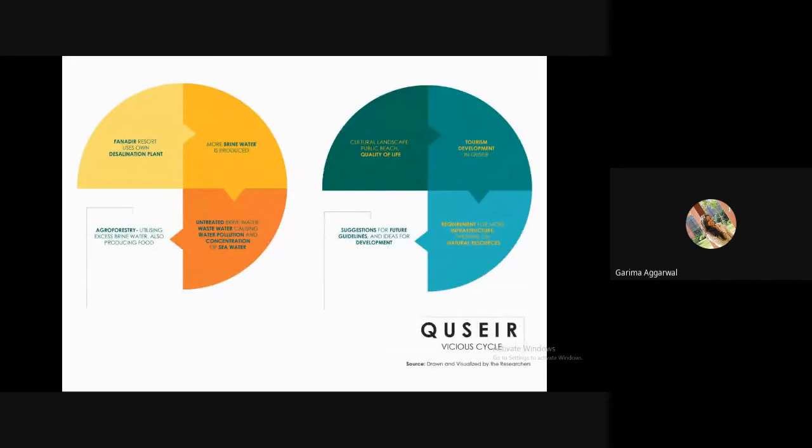Next slide. Yes, based on our site, the two vicious cycles are that if tourism is promoted, it could lead to further problems, as in pressure on the natural resources. So here, the goal would be to make tourism a tool for development rather than making it a goal. And the other is that if the Fanadir resort uses its own desalination plant, it would generate more brine water and further pressurize the natural resources. So the solution here would be using agroforestry and the wastewater for agriculture.